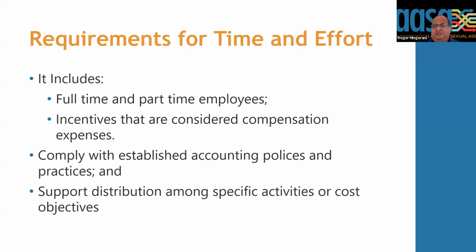Once again, 2 CFR 200 is very big on internal controls, and internal controls start with your accounting policies and procedures. So they should be part of your accounting policies and procedures, and we'll talk a little bit more about those later on. They should be able to support distribution among specific activities or cost objectives. When you have multiple funding sources paying for an employee's salary, then that employee should be able to support the distribution of all specific activities that they carried out for that particular grant or different set of grants.